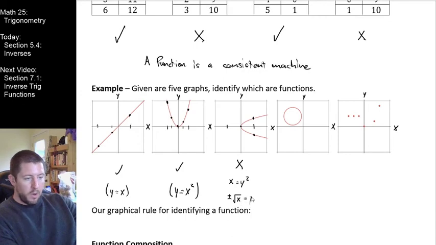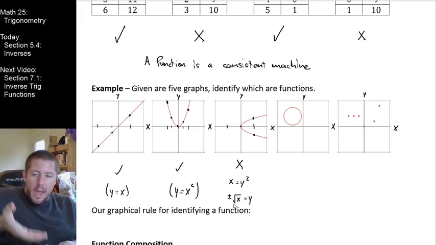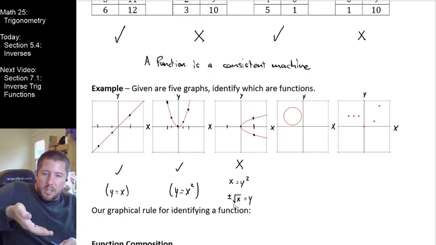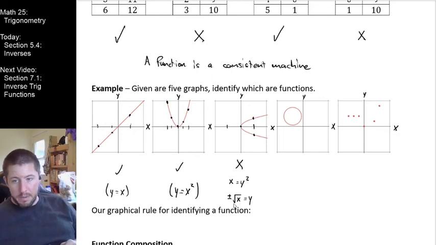So the deal with this, and we're going to explore this a little bit more in depth in a bit, is that if I actually looked at this, I really need two different equations to be able to describe that graph. One equation is y equals positive square root of x, which is itself a function, the top half. The other one would be y equals negative square root of x, which is going to look like the bottom half down there, which itself would be a function.